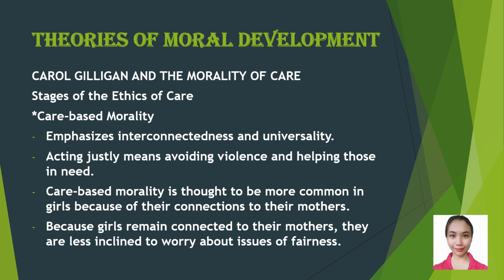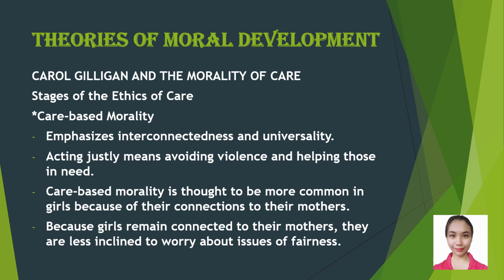So there are two stages of ethics of care according to Carol Gilligan. First is yung care-based morality. So Gilligan proposed the stages of the ethics of care theory, which addresses what makes actions right or wrong. So Gilligan's theory focused on both care-based morality and justice-based morality. So first class, let's discuss muna the care-based morality. So care-based morality is based on the following principles.